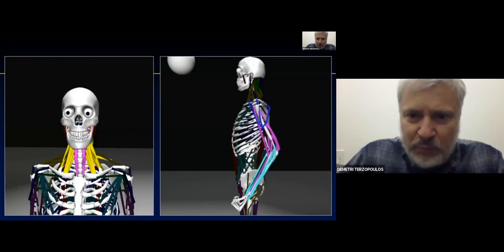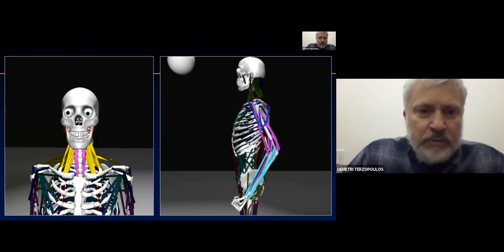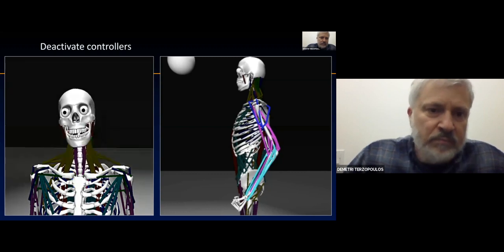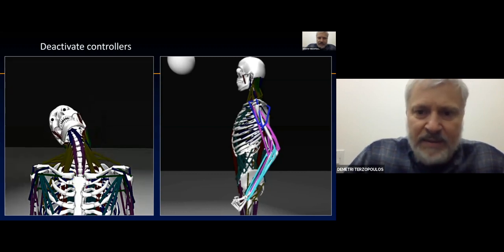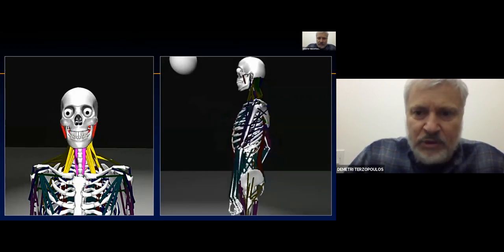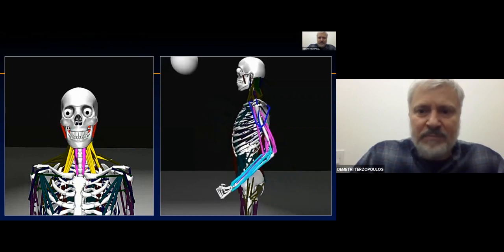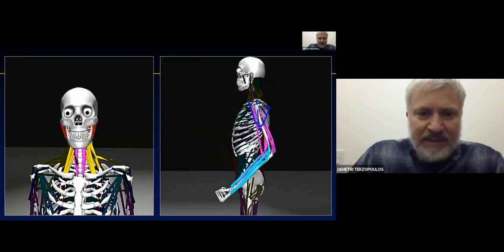So just to show you how this works, let's say we turn off the controllers. Okay, the head and the arm just kind of flop down uncontrolled, but when we turn them back on, they sort of come back. Now, how do we train this system?